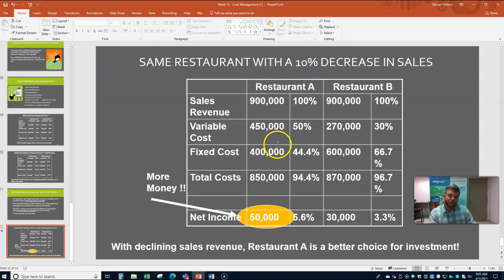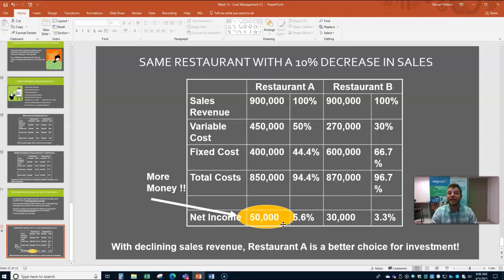Now, if you're a little bit more risk averse, if you can't weather a storm where it's going to have lowered sales, restaurant A would be a better choice for investment. Again, it would be up to each individual investor to say, I think I want to go with A or B. I think I would go with B because I think that's just a better call.